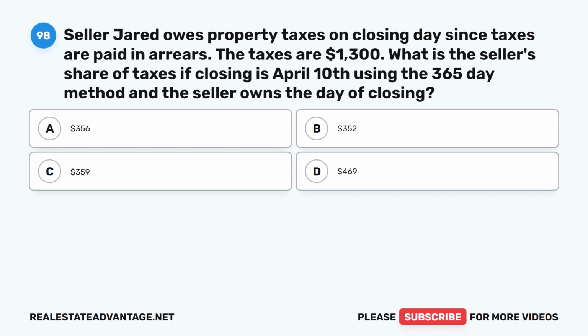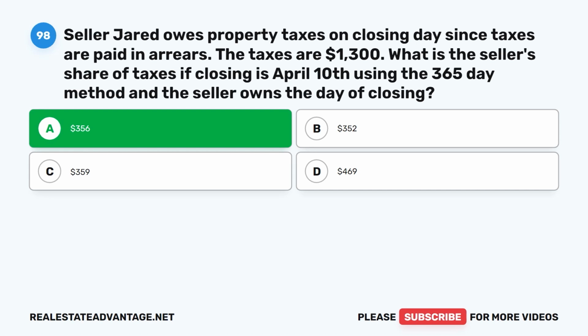Question 98. Seller Jared owes property taxes on closing day, since taxes are paid in arrears. The taxes are $1,300. What is the seller's share of taxes if closing is April 10th, using the 365-day method and the seller owns the day of closing? A. $356. B. $352. C. $359. D. $469. The correct answer is A.